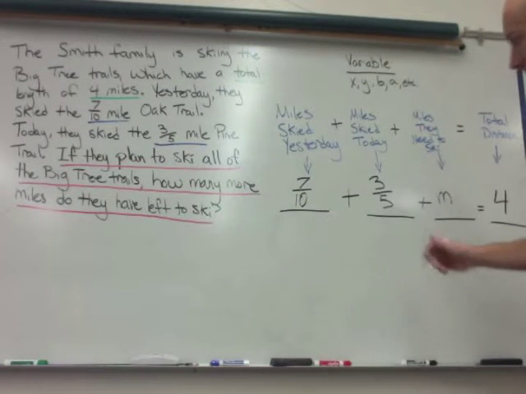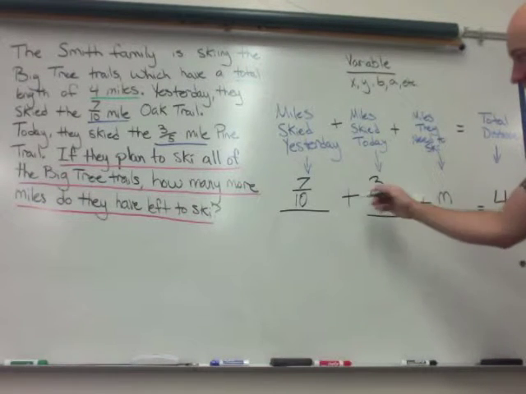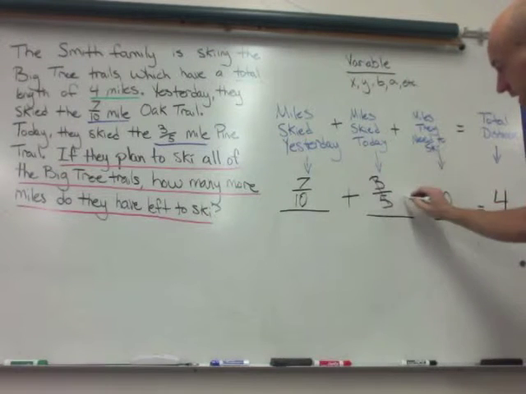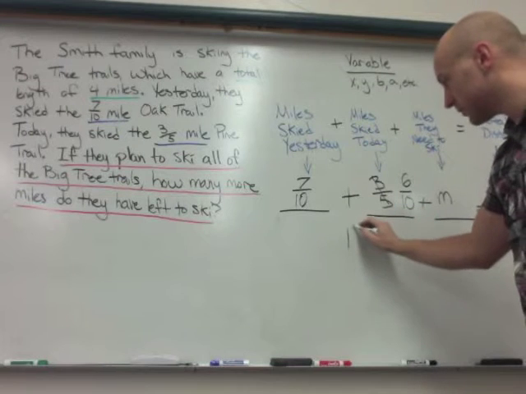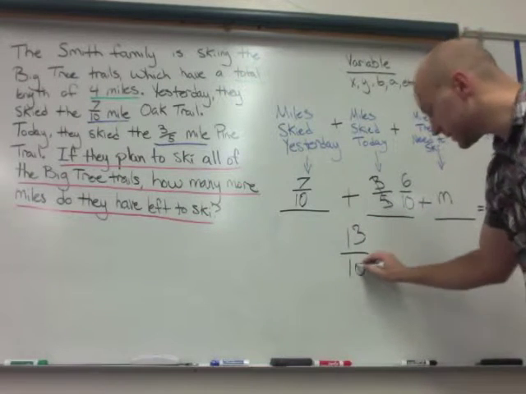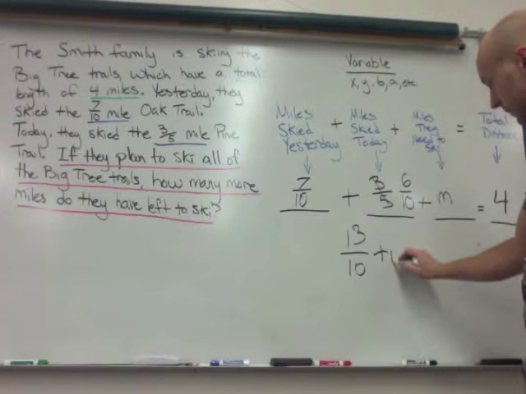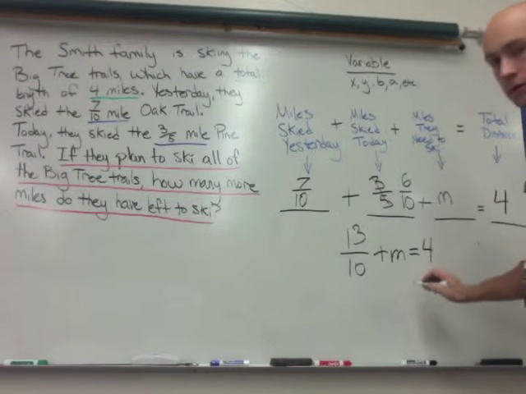There's a couple different ways you can do this. Here's one way. One way is you can add what we know. We can add 3/5 and 7/10. So let's change this to a common denominator. 3/5, if we changed it, would be 6/10. If we add them together, we'd have 13/10. Okay, so now we're left with 13/10 plus M equals 4.